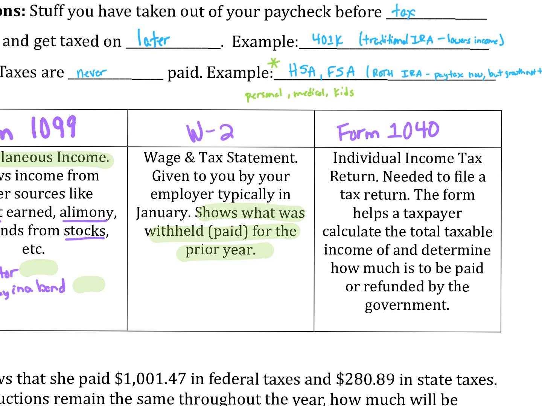So the W-2 form, there's more to it than that, but the main thing to know is that it's a breakdown of how much money was withheld from your paycheck to help pay for your taxes, how much you earned, how much you paid towards Social Security, how much you paid towards Medicare, that type of thing, okay?